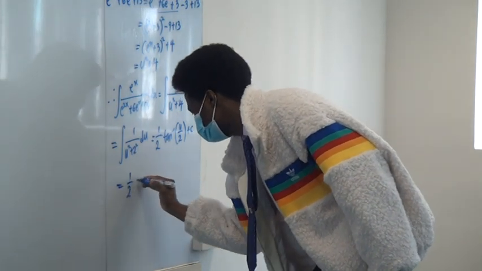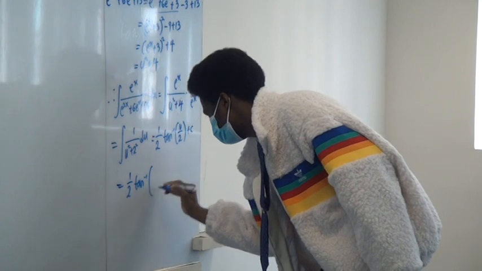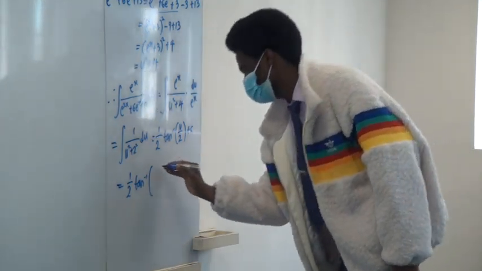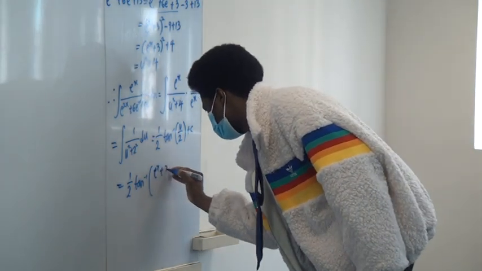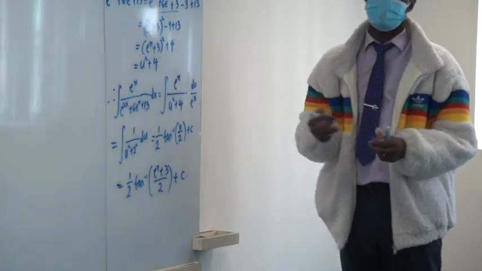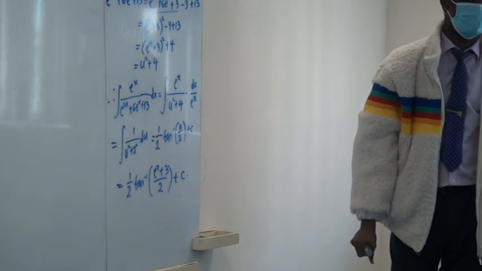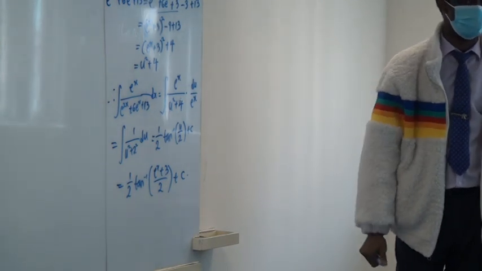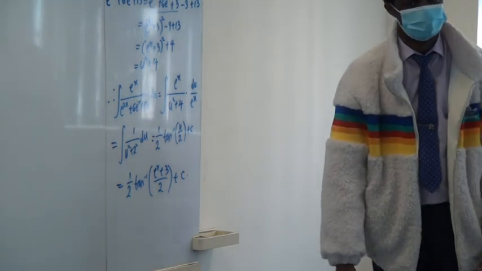1 over 2 arctan. What is our u? Exponential x plus 3, everything over 2 plus c. And that's it. 7 points in the exam. Isn't that a cheap Christmas present, 7 points?